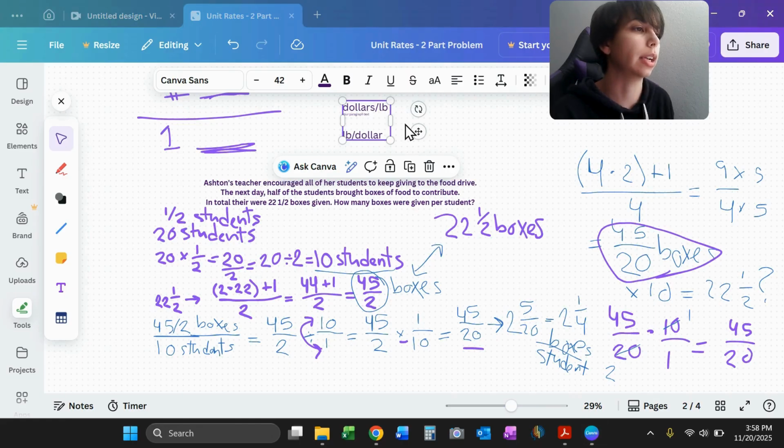Don't know why it keeps tweaking out, guys. Canva glitched. Canva, you're glitching. So somebody needs to fix this a little bit. It's a little rudimentary for what we're trying to do in this presentation.